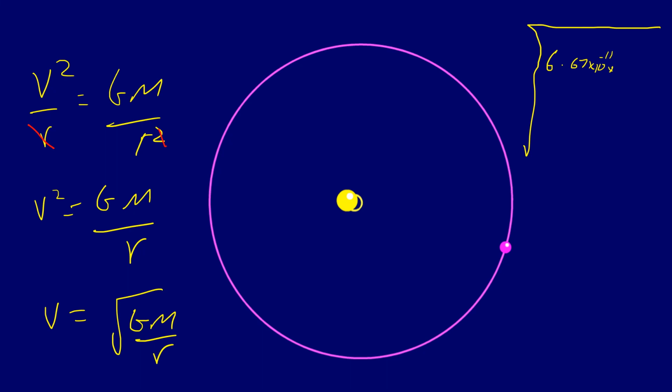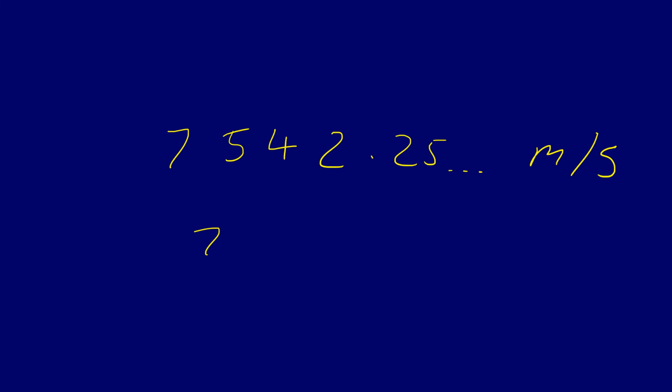Yeah, you can see why I usually write on a bit of paper. I might get there with this eventually, but I'm not there yet. 5.97 times 10 to the 24, and that's all over 7,000. And you did remember to convert it to meters, didn't you? Drum roll, please. And that gives us that the velocity of the satellite is 7542.25 meters per second. I think we can round that back to a much more reasonable 7,540 meters per second.